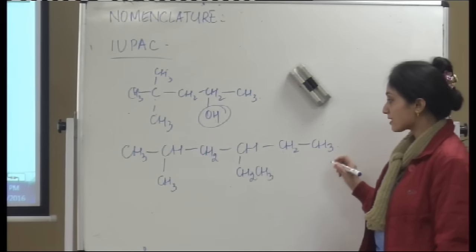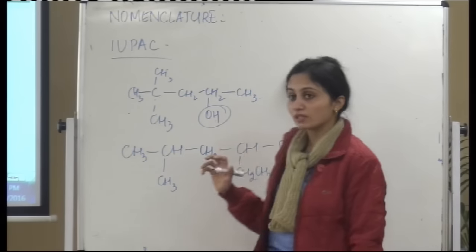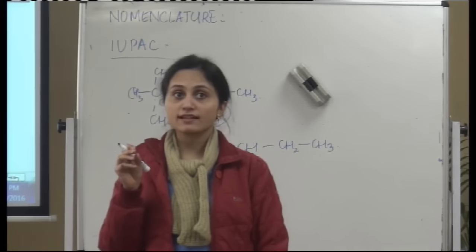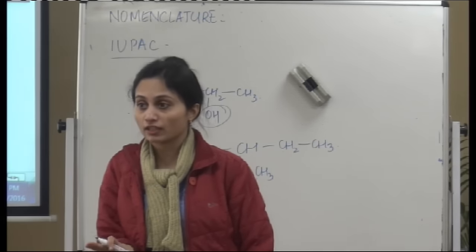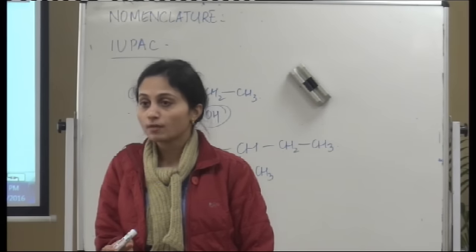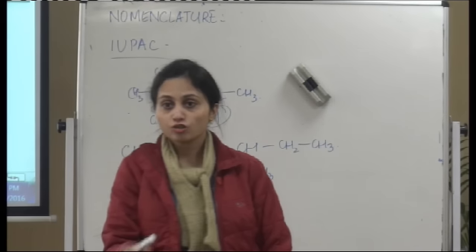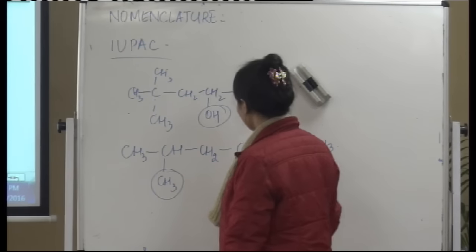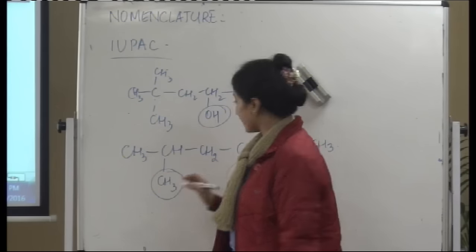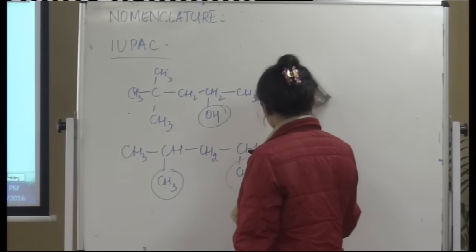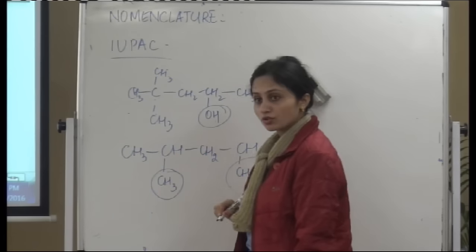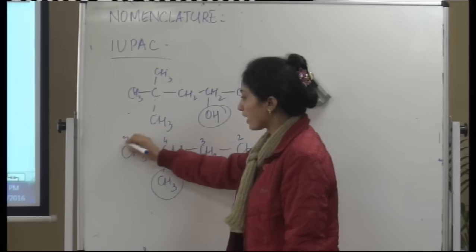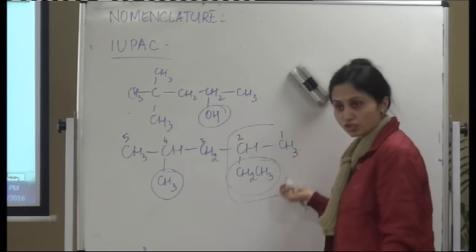So whenever you do the numbering, remember that the lowest number should be given to that alkyl group which comes first alphabetically, which gets the priority alphabetically first. So in this case you have a methyl group and you have an ethyl group. Had it been a CH3 also here, let me just shorten it, then your numbering would be 1 and then 2 here, 3, 4 and 5, unless this would have made the biggest chain, which is not the case.